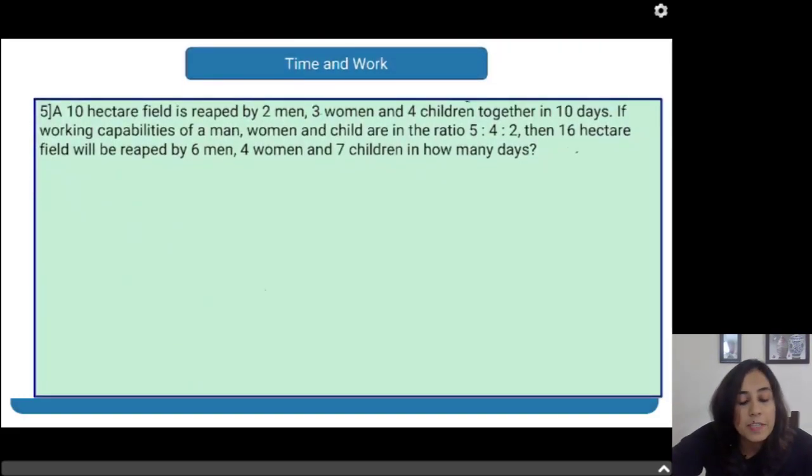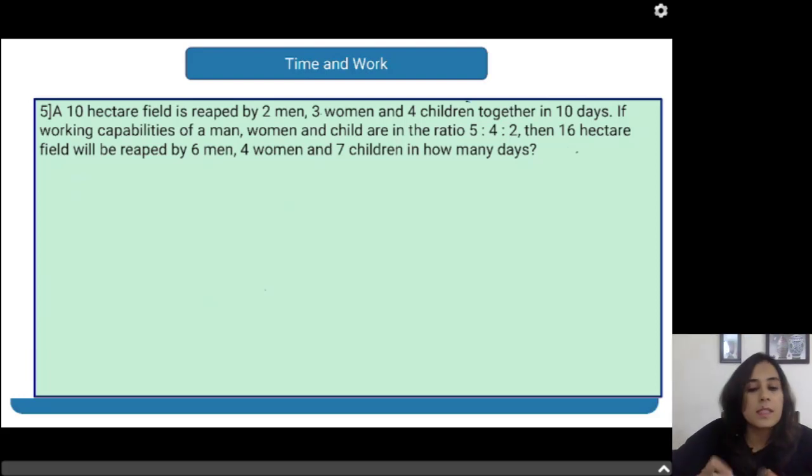A 10 hectare field is reaped by 2 men, 3 women and 4 children together in 10 days. If the working capabilities of a man, woman and child are in the ratio 5:4:2, then the 16 hectare field will be reaped by 3 men, 4 women and 7 children in how many days?